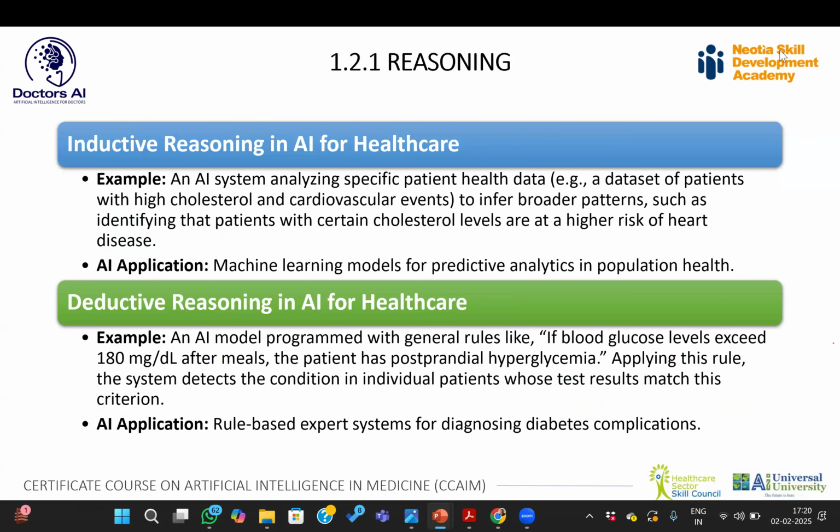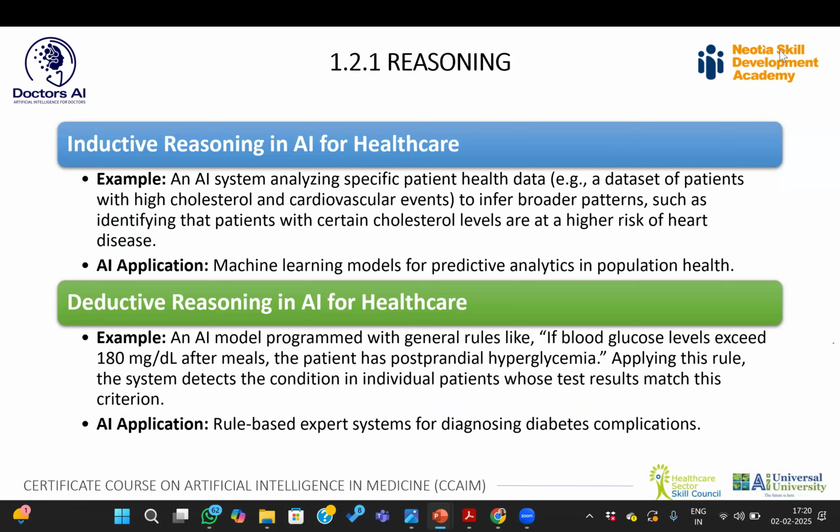Let's look at an example of both, right? So now when you look at the segment of healthcare, every time we try to teach you the theories, I'll try to give you the nuances and examples in healthcare so that it's easy for us to relate exactly how these systems are going to work.